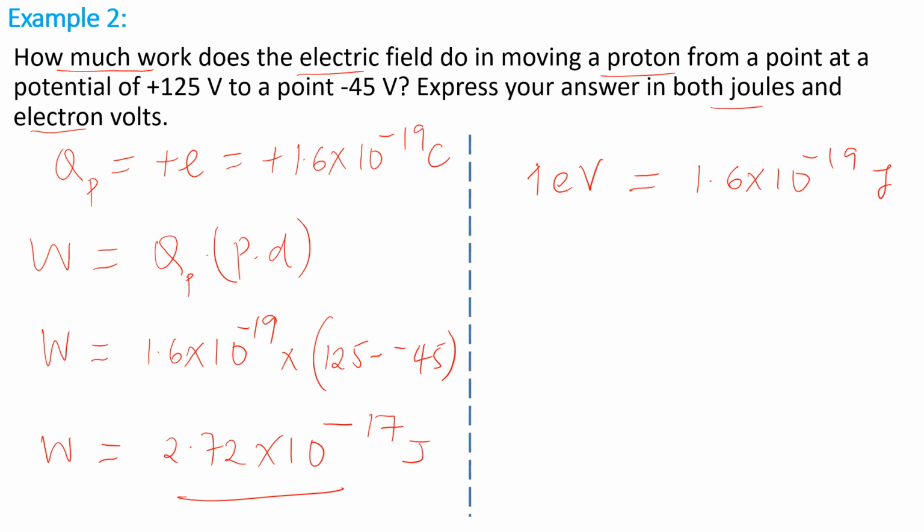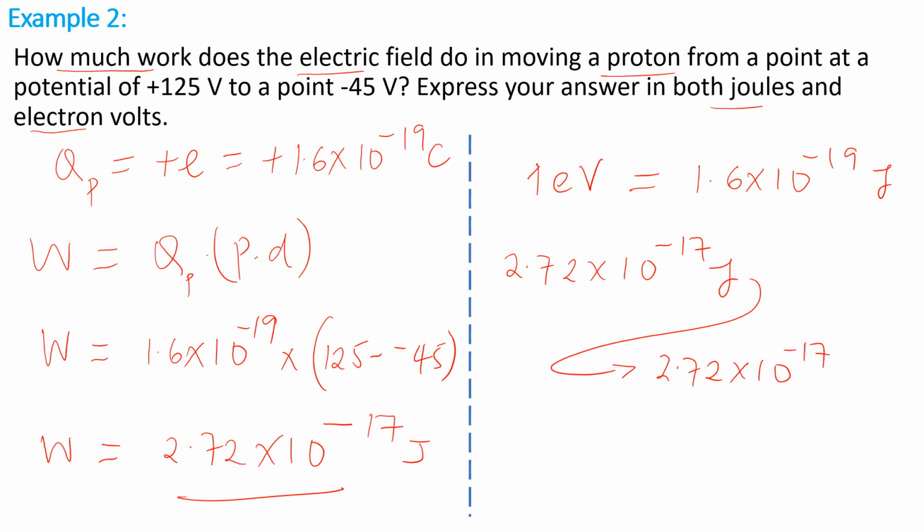So that means that 2.72 times 10 to the power negative 17 joules will equal 2.72 times 10 to the power negative 17 divided by 1.6 times 10 to the power negative 19, and the answer is in electron volts. Of course, if you feed in your calculator, you get 170 electron volts.